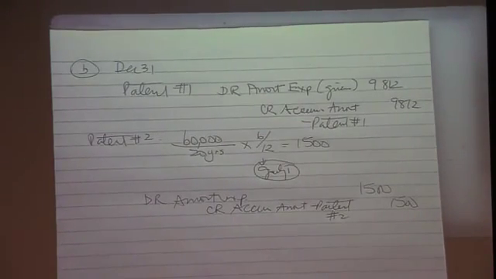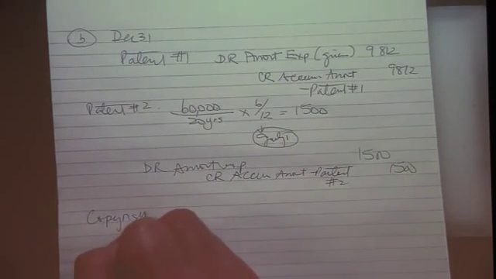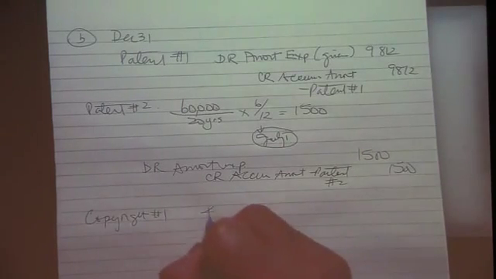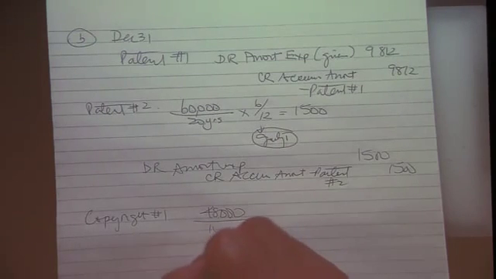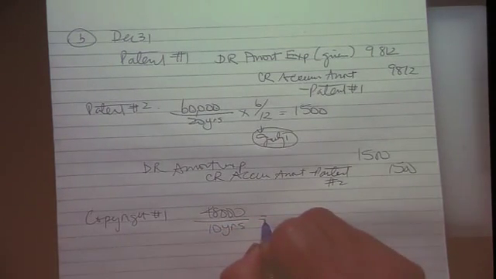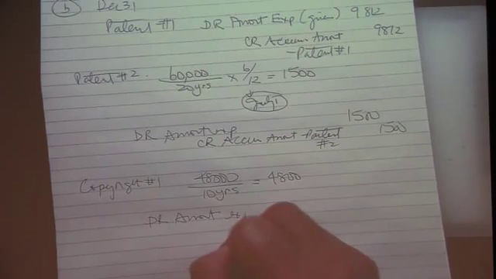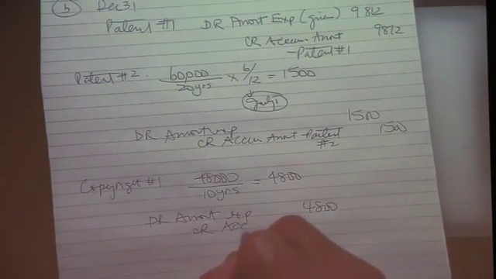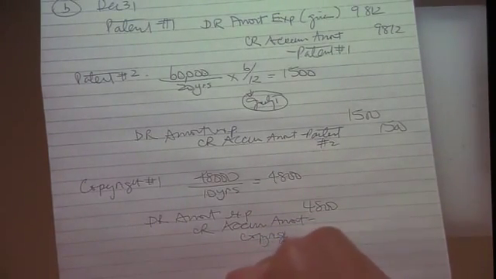Next, we've got copyright number 1. And copyright number 1 is $48,000 from the question, and we're told that the copyright has a 10-year useful life, and that gives us $4,800. So the entry is debit amortization expense again, and credit accumulated amortization copyright number 1.